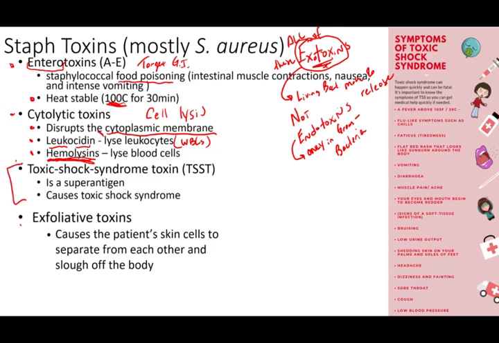The next couple of toxins cause very specific clinical manifestations. So some strains produce toxic shock syndrome toxin, and that will cause toxic shock.